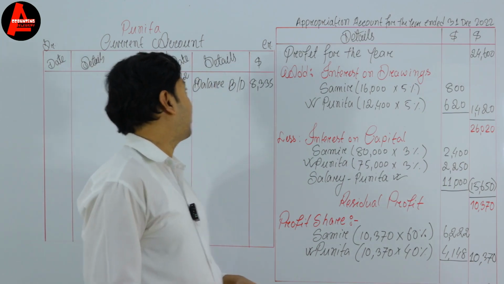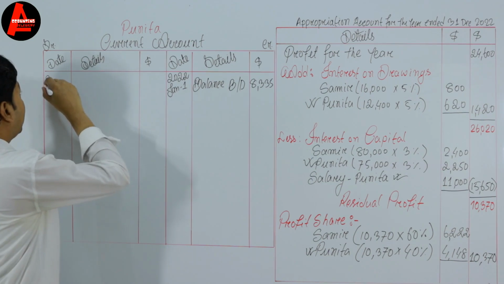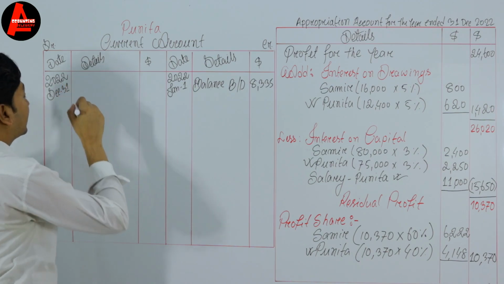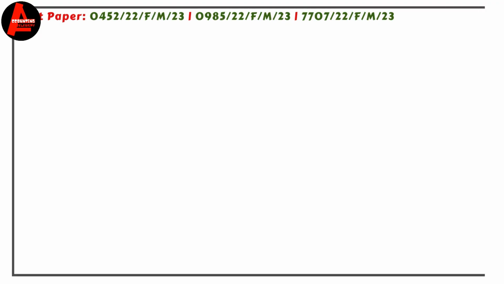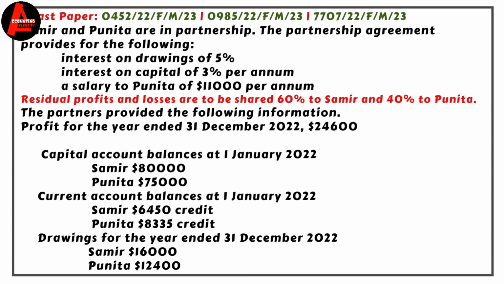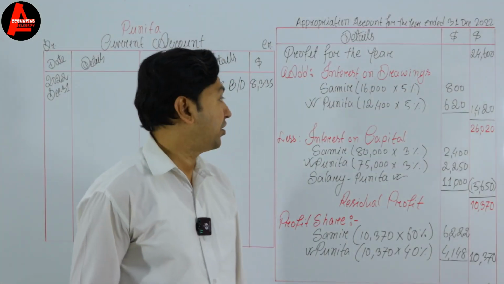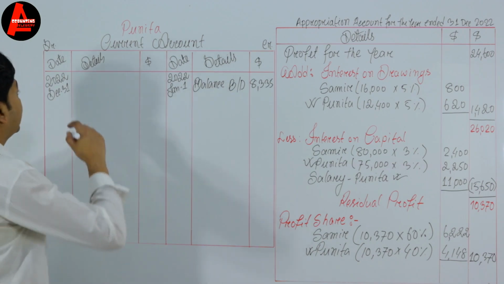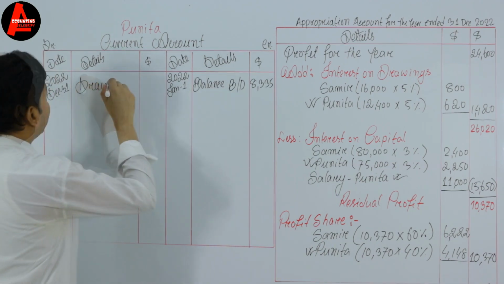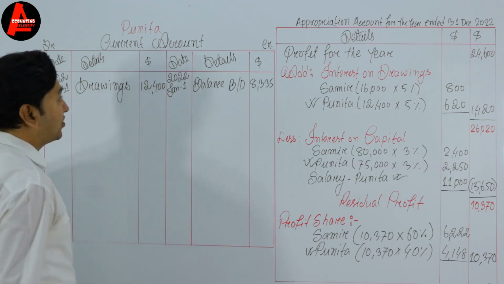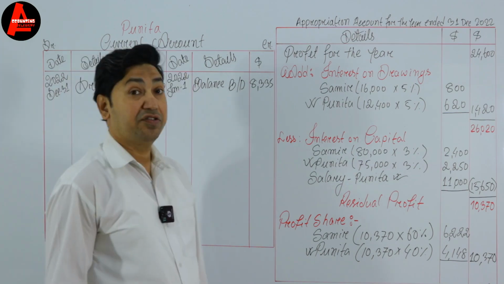Let us write here first the date, the closing date, 2022 December 31st. Drawings for Punita is given in the question. Drawings for the year ended 31st December 2022: Samir $16,000 and Punita $12,400. We are doing Punita, so we will take Punita's balance. So let us write here drawings $12,400.